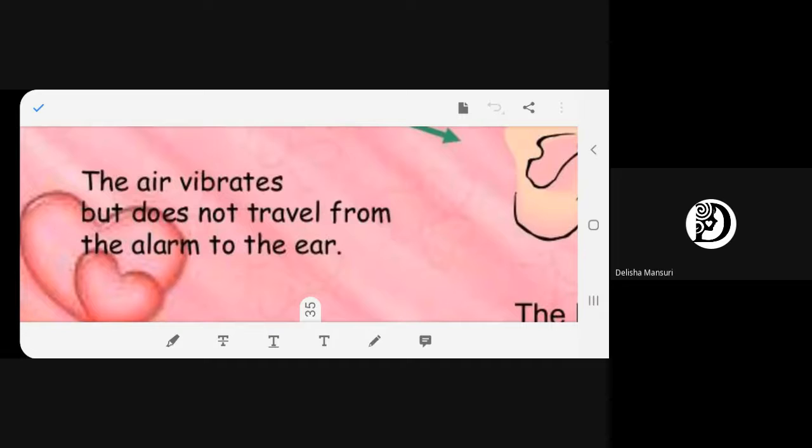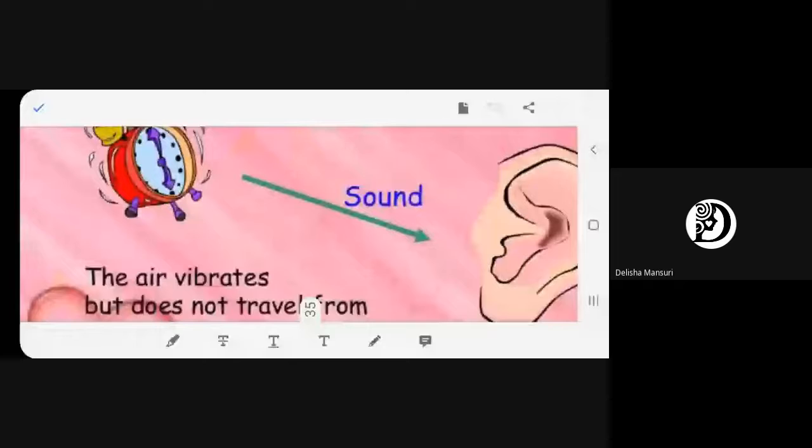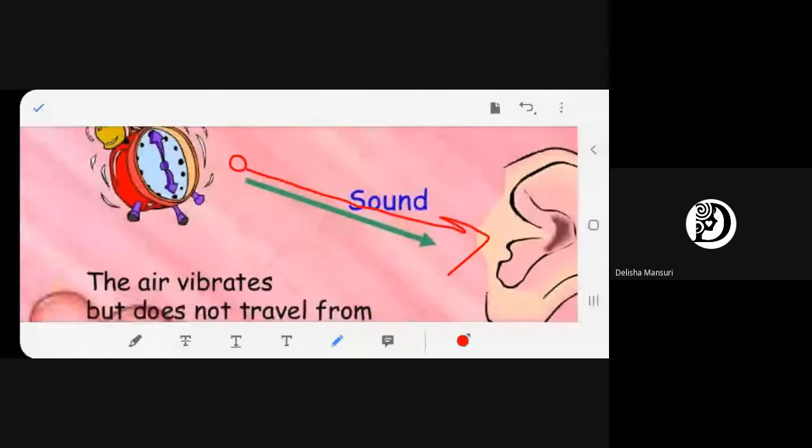Yes, ma'am, I'm reading. The air vibrates but does not travel from the alarm to the ear. That means the air particles are vibrating, but the particles are not reaching your ear. The particle is giving the message to the other particle, and that particle gives the message to the next particle. You getting my point? The particle over here is not moving, but it is giving the message to other particles which are on the way. The particles are not moving, but they are conveying the message to the other particle.